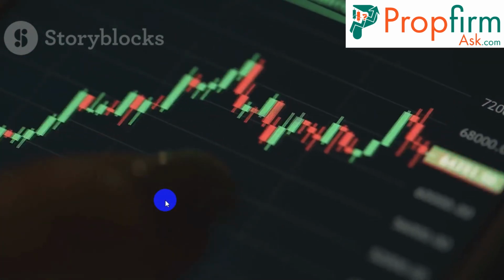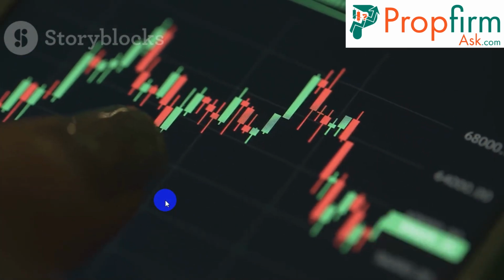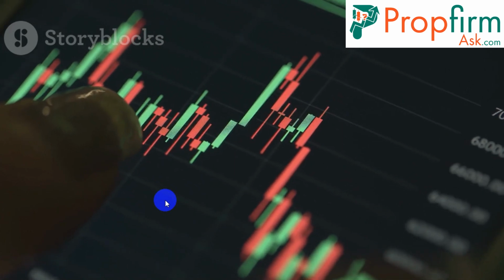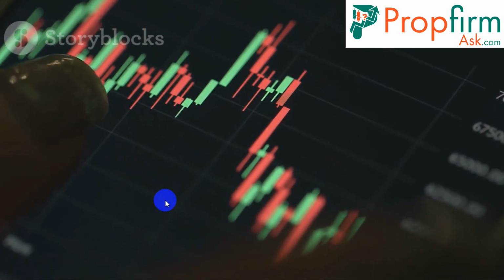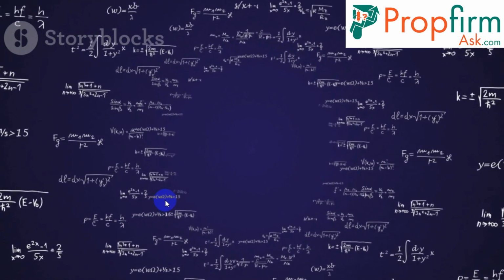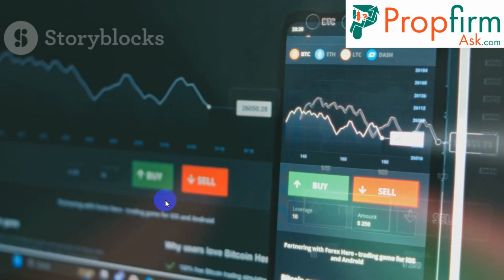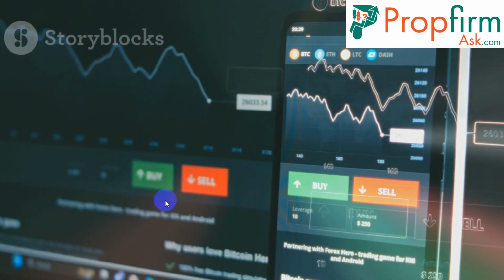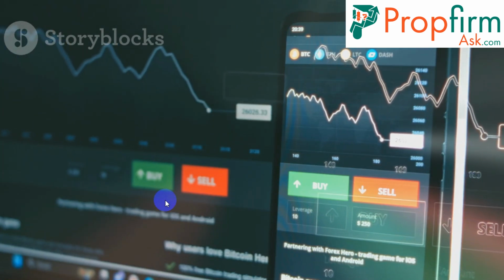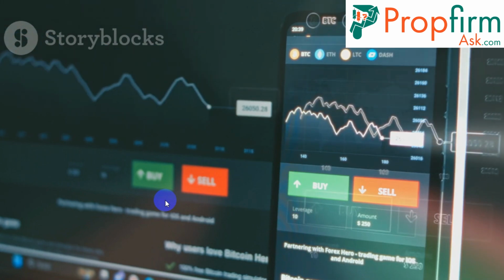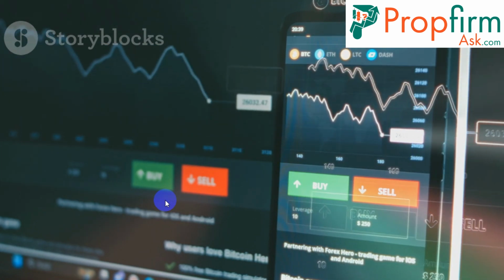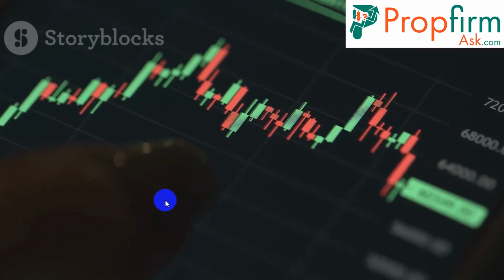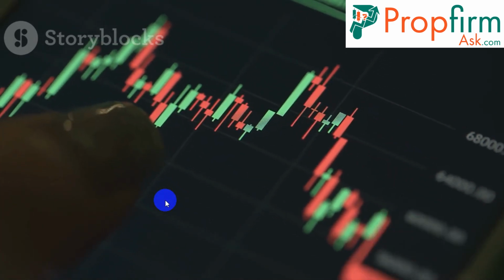The %D line is a moving average of the %K line, which helps to smooth out the data and generate more reliable trading signals. The formula for the stochastic oscillator is %K = (current close - lowest low) / (highest high - lowest low) * 100, and %D = 3-day SMA of %K.